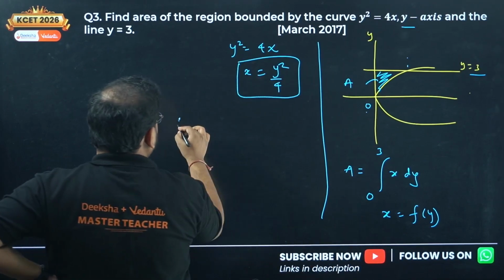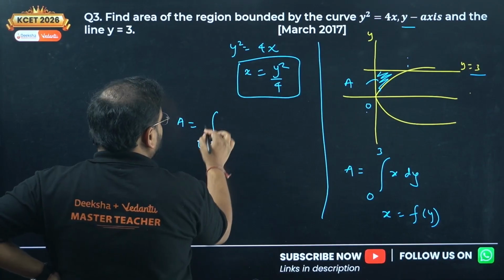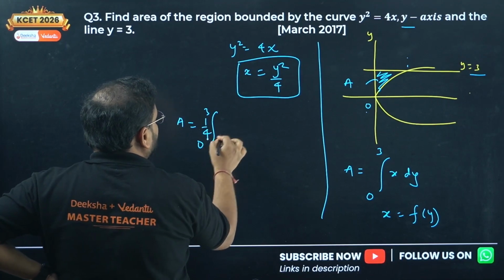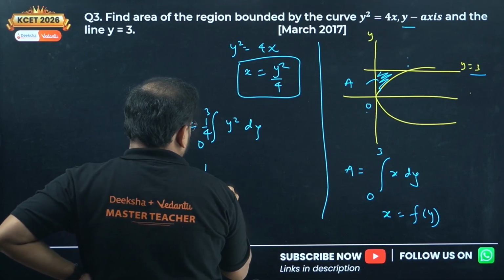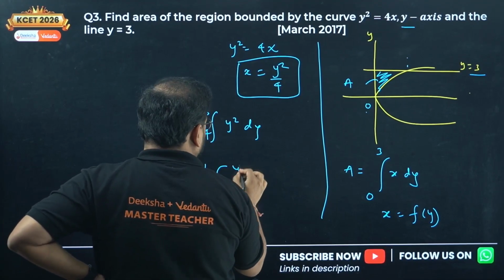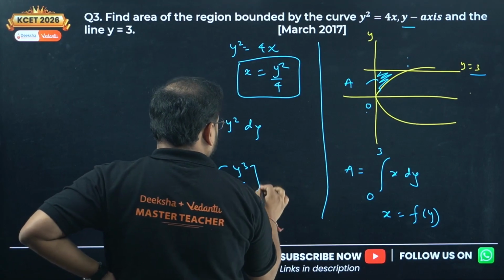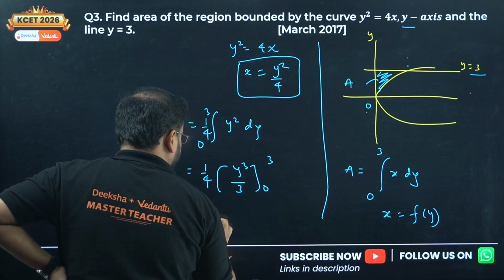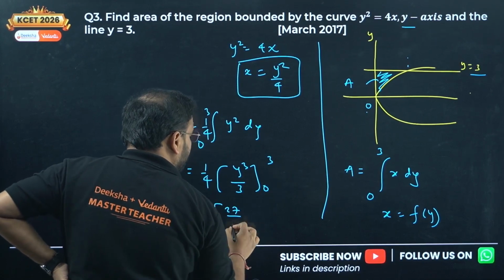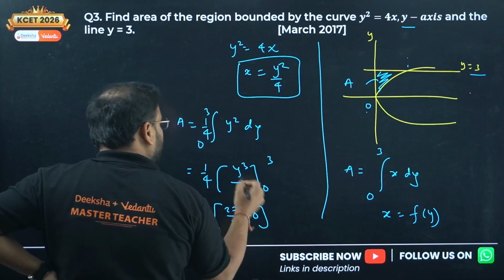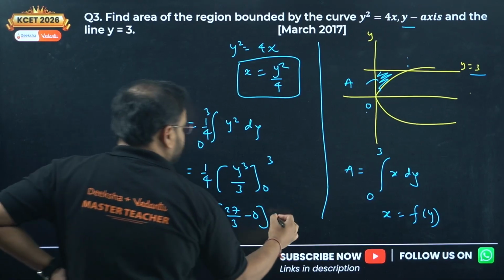Substitute back in this integration. A will be integral from 0 to 3. 1 by 4 is a constant kept outside. Integration of y square dy. So we'll get y cube by 3 from 0 to 3. So 1 by 4, put the value: y cube is 27 by 3 minus 0. When you put 0, it will be 0. So I have the answer as 27.